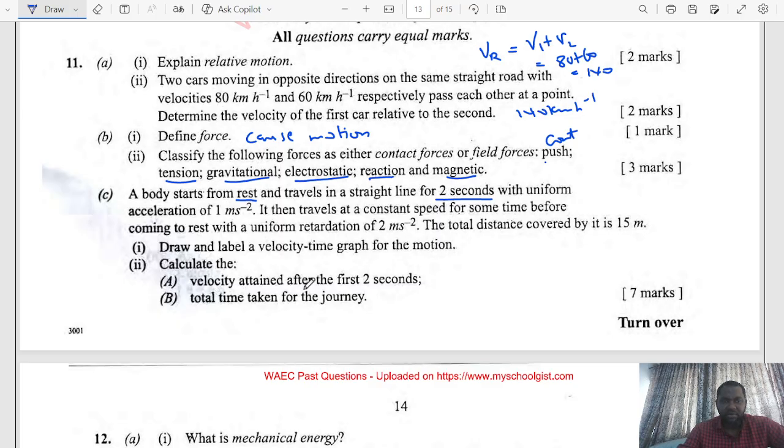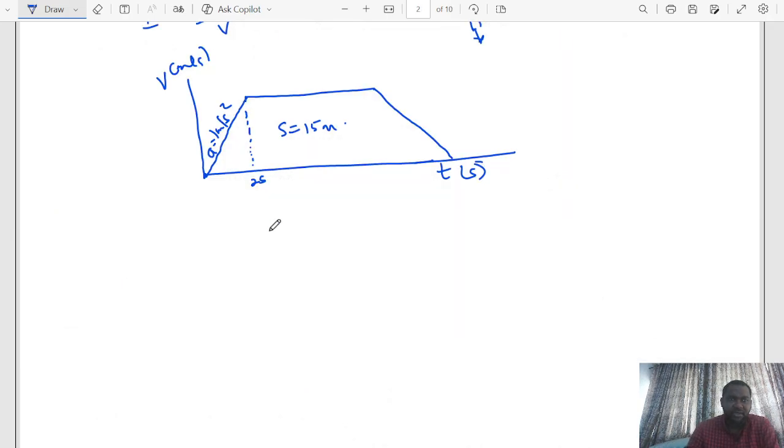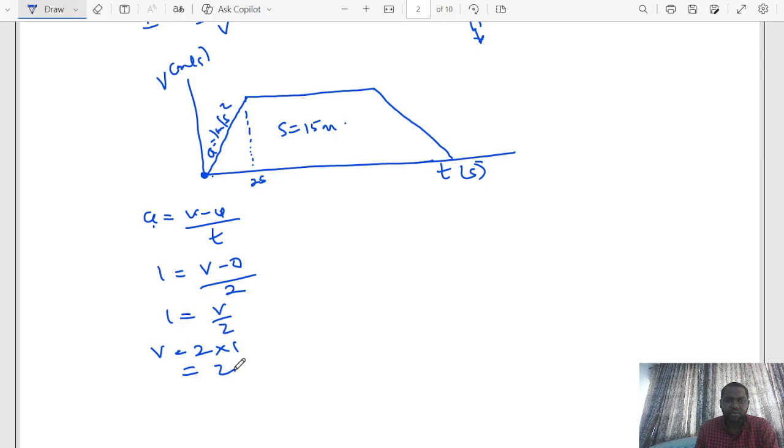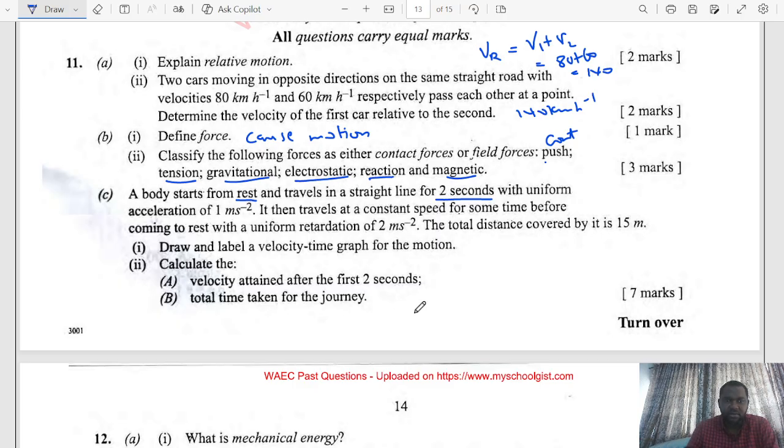Now the next one says calculate the velocity attained after 2 seconds. From this acceleration I can find the velocity. Acceleration is the change in velocity over time, or you can say the slope of this graph. Acceleration is 1. The final velocity we don't know. The initial velocity started from rest, so it is 0, over the time taken, which is 2 seconds. So 1 is equal to v over 2. If I cross multiply, v is going to be 2 times 1, which is 2 meters per second. That's quite easy. So I can just write it here, 2 meters per second.